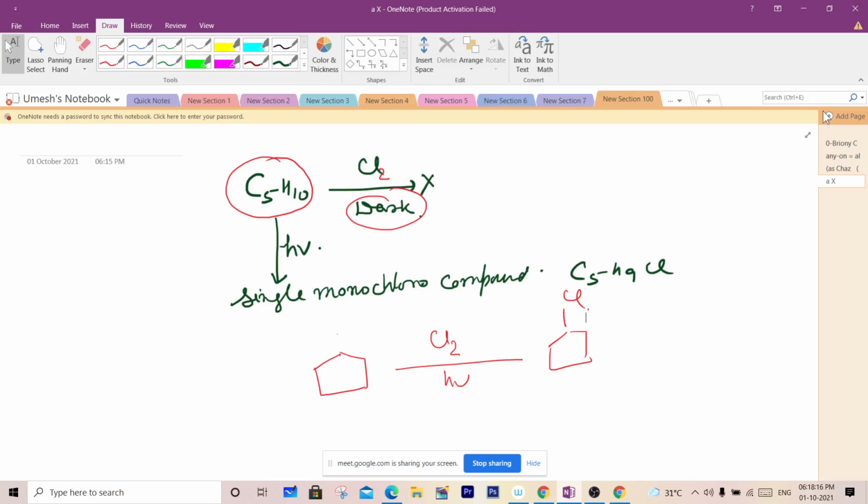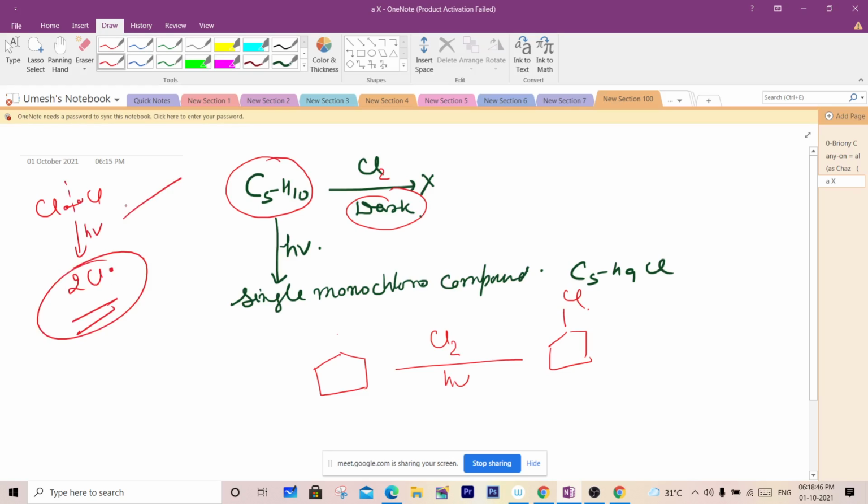Yes, please. Can you explain why it doesn't react with chlorine in the dark? Okay. See, an alkane will undergo a free radical substitution mechanism. The first step is that we have to break this bond in the presence of light, and we get a free radical here. The first step requires light, and in the dark, the first step cannot take place.